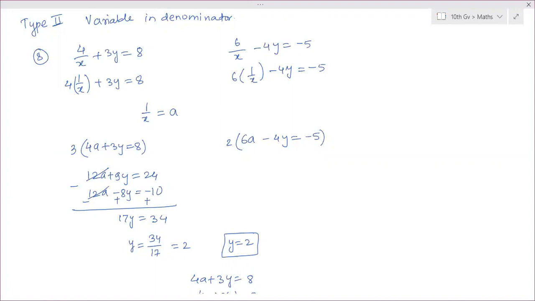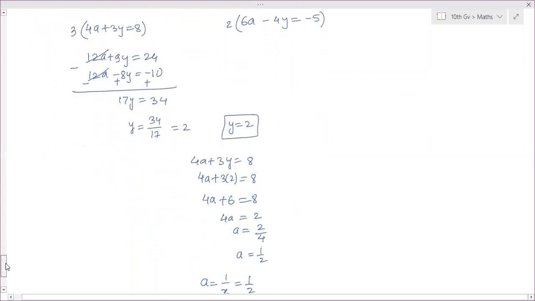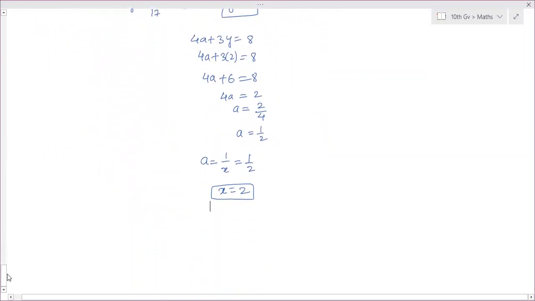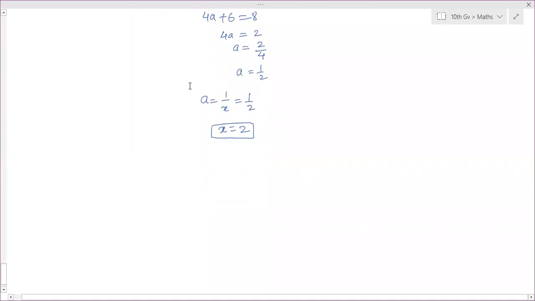After this, which question should we solve? Then again, this is with one variable. Now two variables are in the denominator, I need to explain that. In this equation you got only one variable in the denominator. Now we have question number 15 in which both the variables are in the denominator.